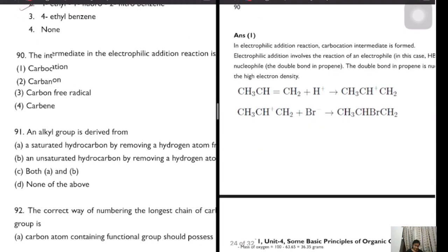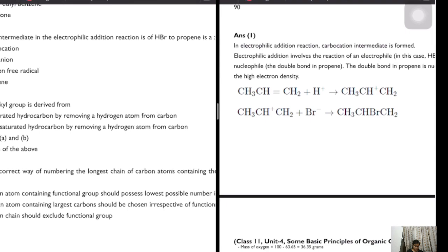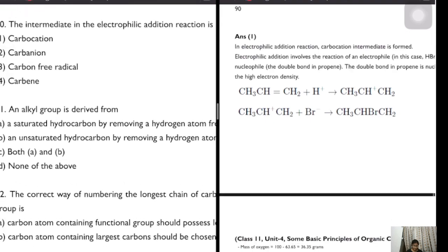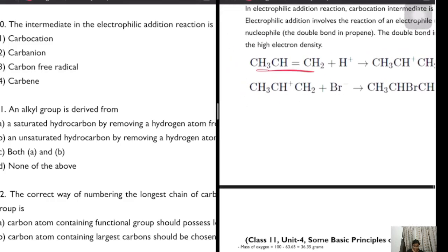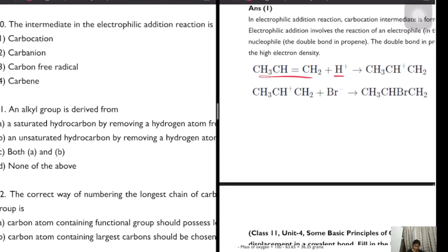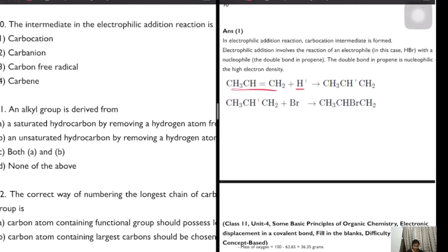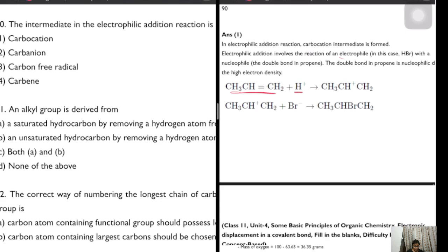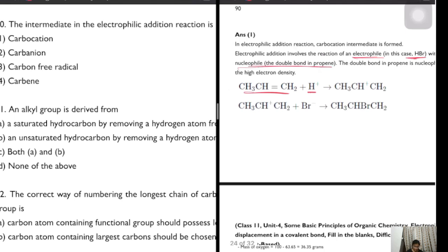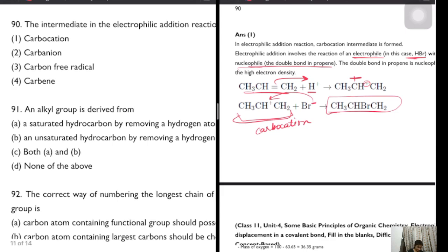Now, in the next question, we have the intermediate in the electrophilic addition reaction of HBr to propene is. Let's see what is this reaction. We have propene and we have H plus from HBr. What happens is, electrophilic addition involves the reaction of electrophile, in this we have HBr, with a nucleophile, that is the double bonded propene. So what happens is, here we will have a positive charge, that is a carbocation. Okay. Now the negative, that is the nucleophile, will attack, and this is the product we get. So what is the intermediate form? This is a cation. So answer would be 1.